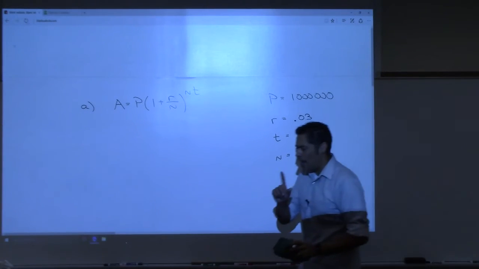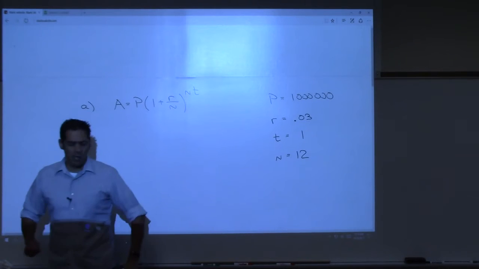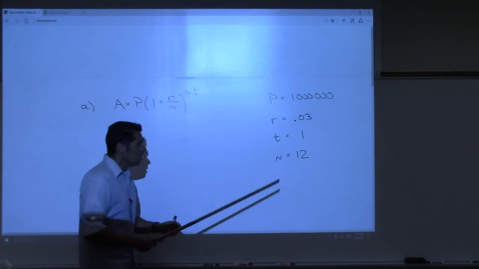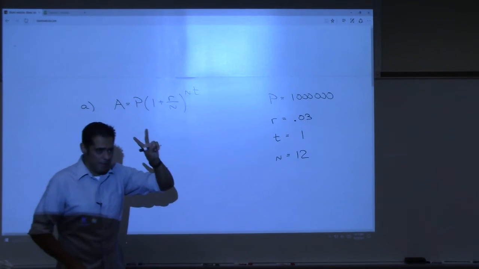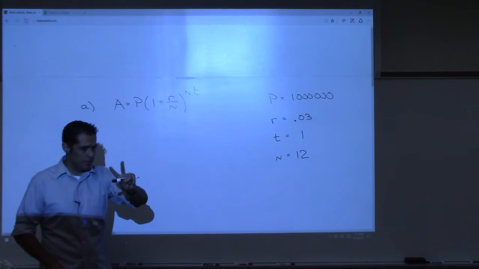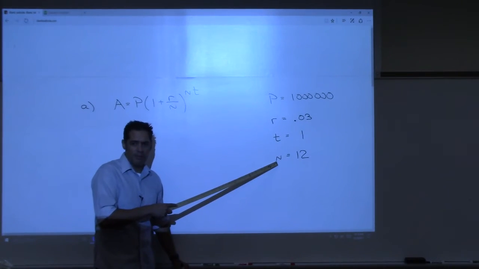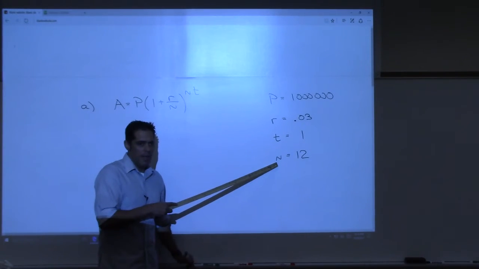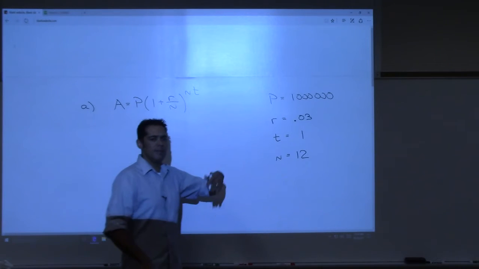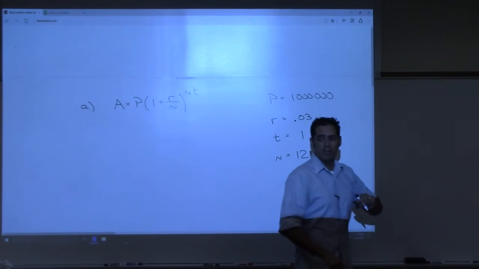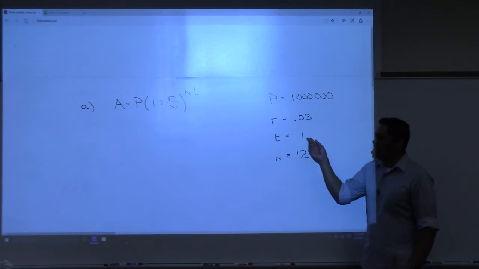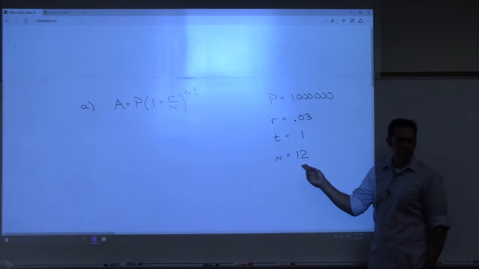Let me point something out here so that you don't get hung up on this. What if we were to leave it in the bank for 2 years? All right, 2 years, N would still be 12. It does not turn into 24. N is always just the number of times they compound it per 1 year. So even if T was 5, this would still be 12. Understand? Okay, so T has no impact on N.